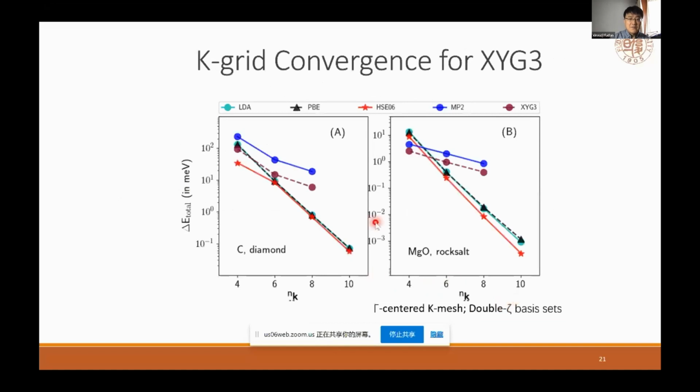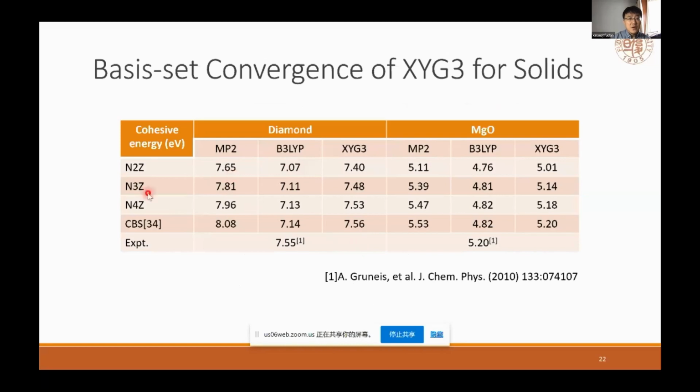So here I selectively show the k-mesh convergence of the cohesive energy for diamond and magnesium oxide. We can see the results from functionals like LDA, PBE, and HSE converge very fast. However, the cohesive energy converges very slowly for MP2, XYG3, and XYG-OS. So we have to do the extrapolation to have well-behaved results. And of course, we still need to pay attention to the basis set convergence.